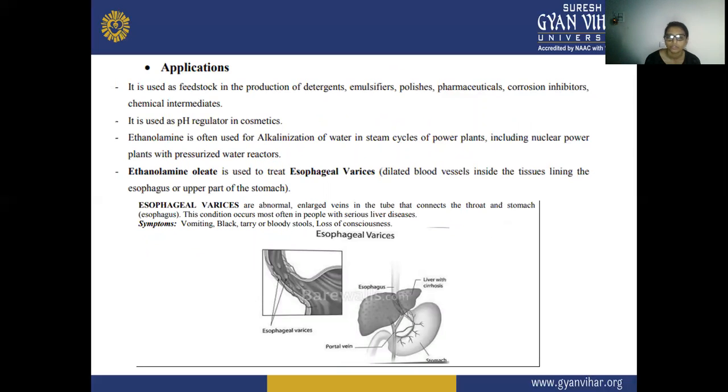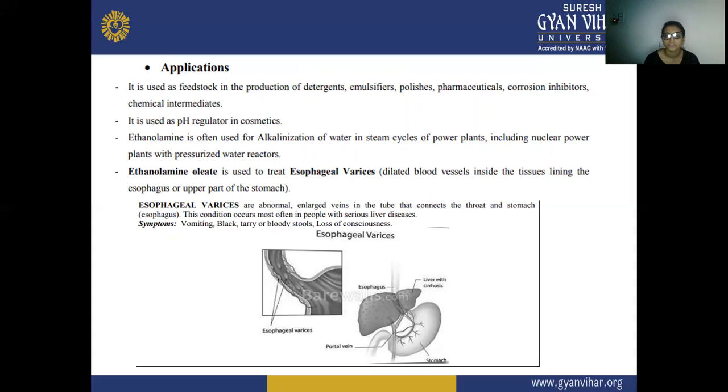Next, the applications of this ethanolamine. It is used as a feedstock in the production of detergents, emulsifiers, polishes, pharmaceuticals, corrosion inhibitors, and chemical intermediates, and it is also used as a pH regulator in cosmetics.